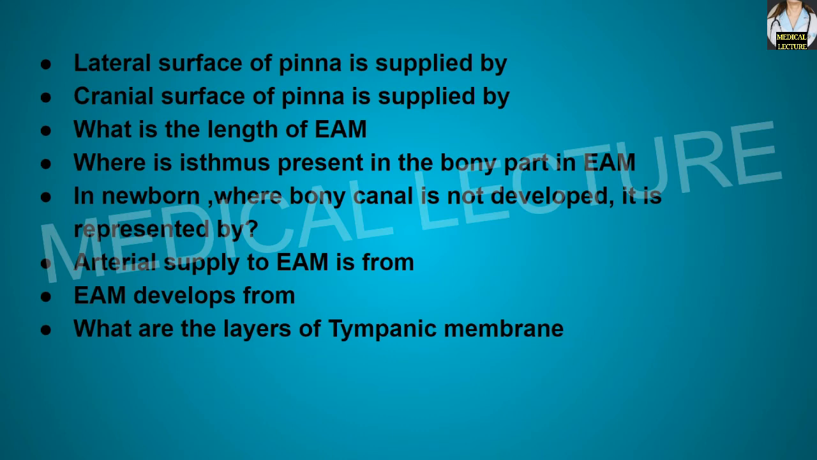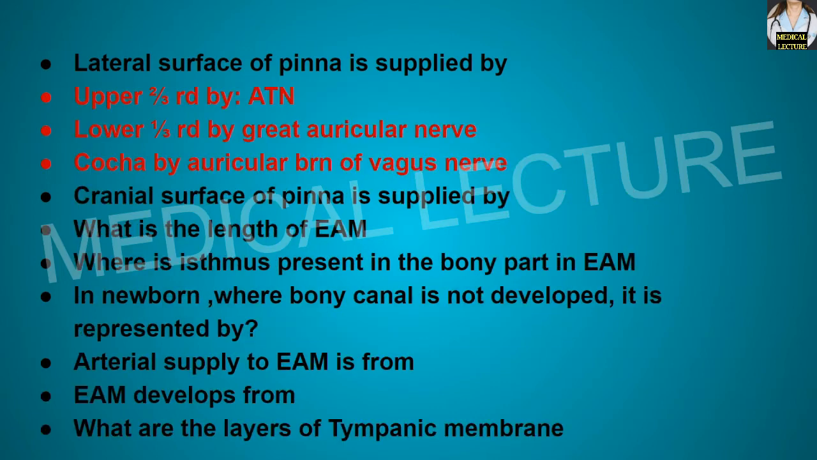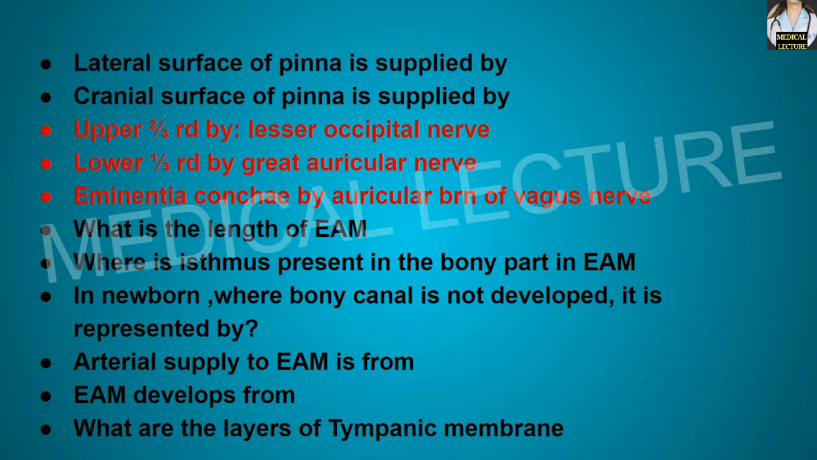First of all, the lateral surface of the pinna is supplied by which nerve? The upper 2/3 is supplied by the auriculotemporal nerve. The lower 1/3 is supplied by the greater auricular nerve, and the concha is supplied by the auricular branch of the vagus nerve. The cranial surface of the pinna is supplied by which nerve? The upper 2/3 is supplied by the lesser occipital nerve, the lower 1/3 by the greater auricular nerve, and the eminentia concha by the auricular branch of the vagus nerve.